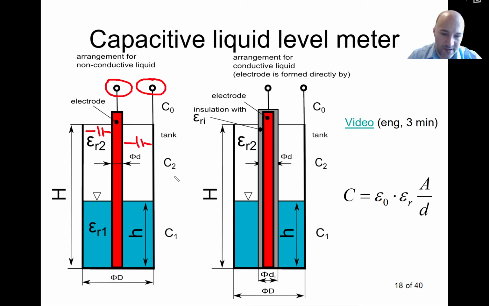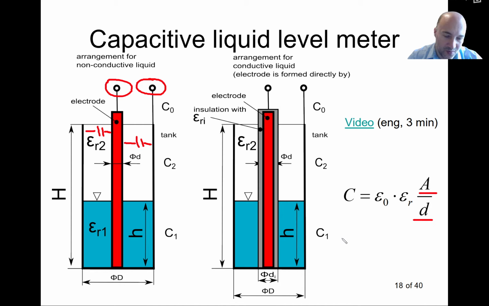Basically, capacity, regardless of the configuration, depends on the cross-section, directly proportional. It depends on the distance between the electrodes, so this is inversely proportional, and then it depends on the material. And even if we have like a cylindrical capacitor, this is valid, although it's not in this form of the equation, but you will see in a minute how this looks like. So this is the simplest case when your liquid is not conductive.